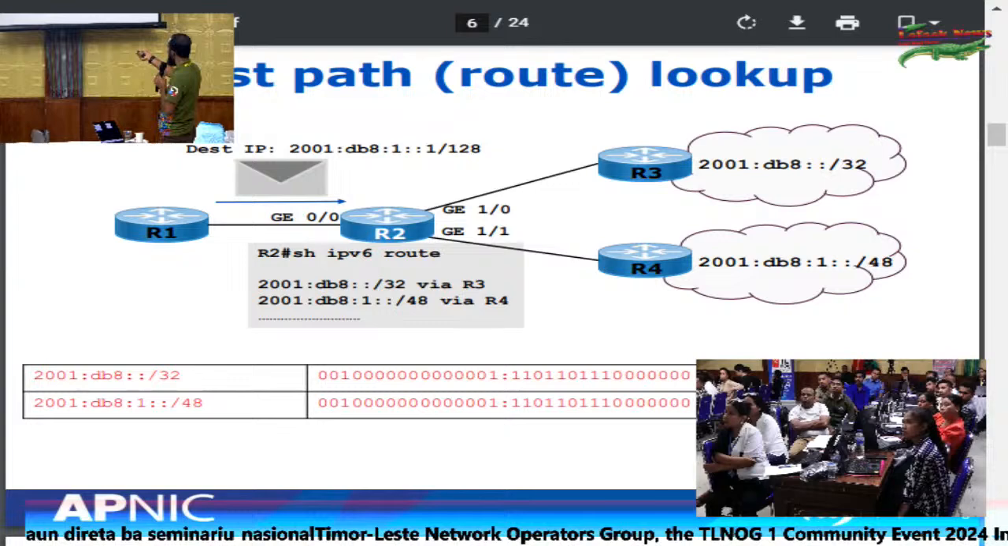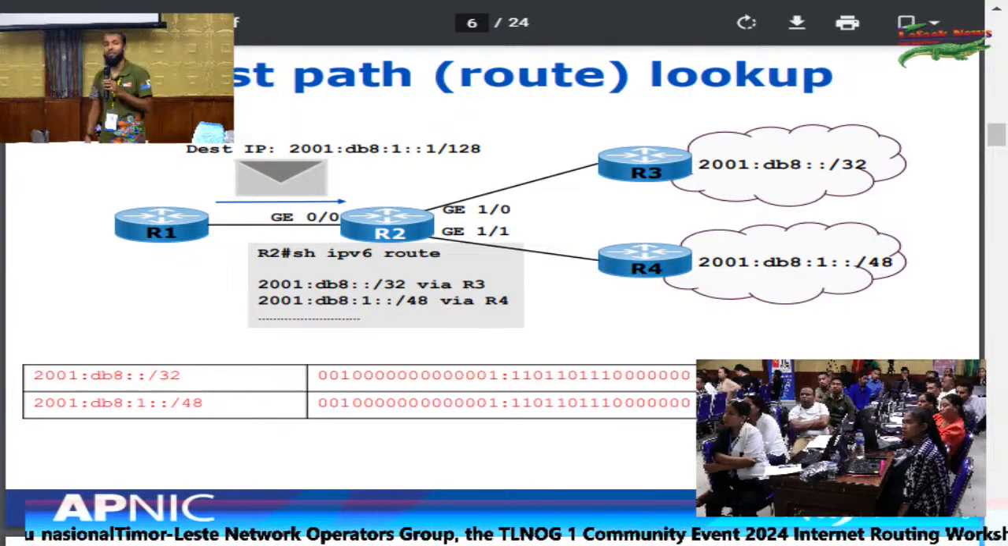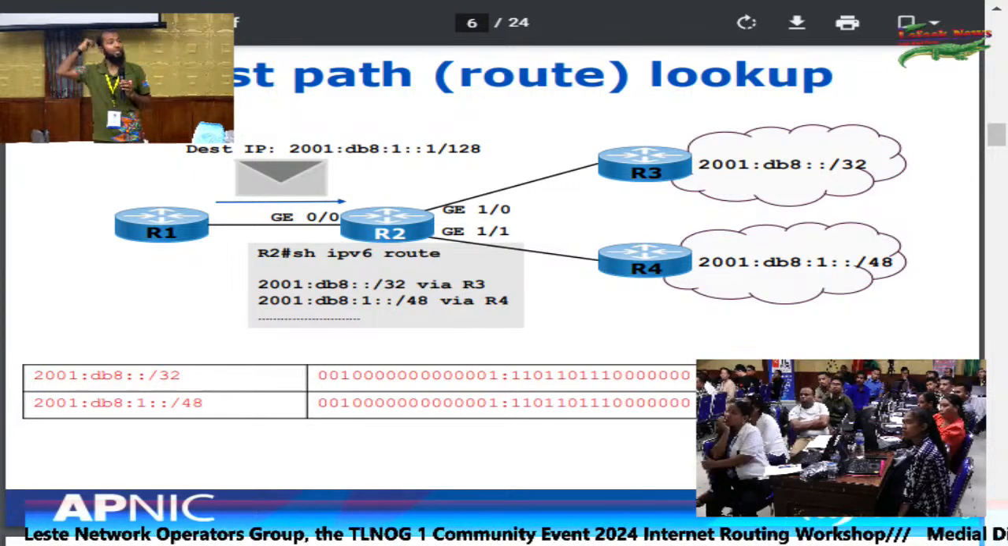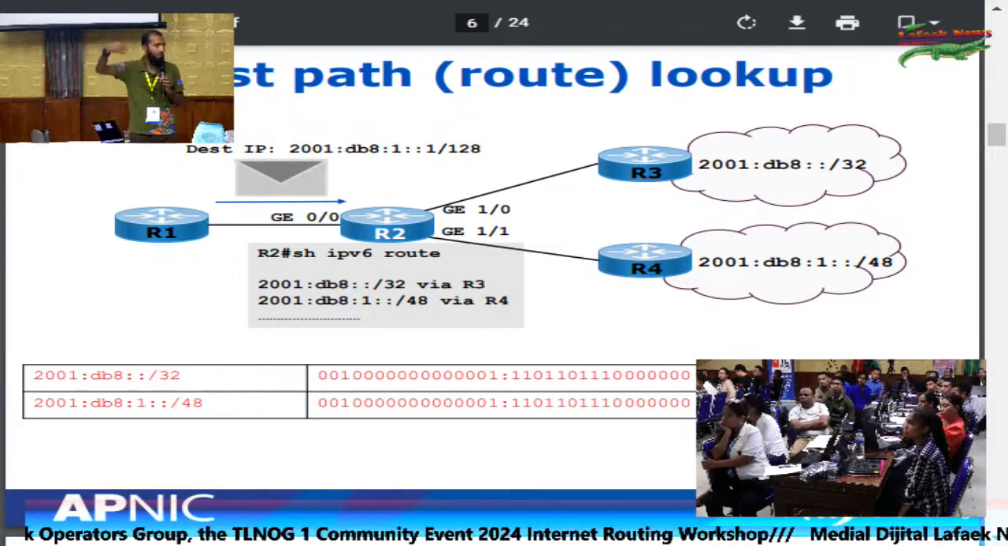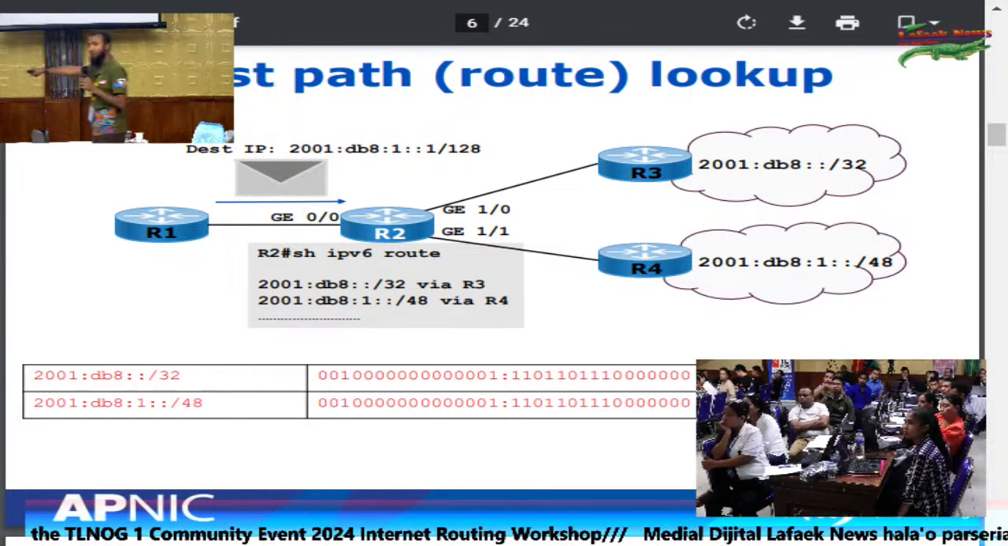Now this time I match up to 48 bits. Instead of the previous one, 32 bits, this one is a longest match, a longer match, right? So this one will become the best path. Same thing goes here with IPv4 addressing.